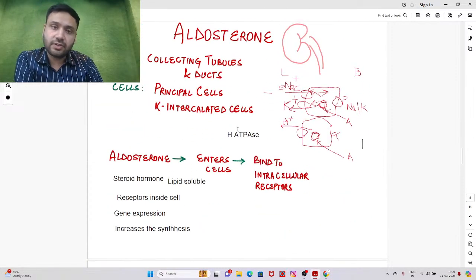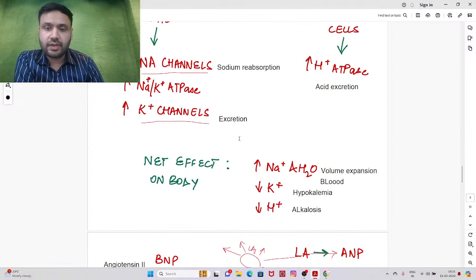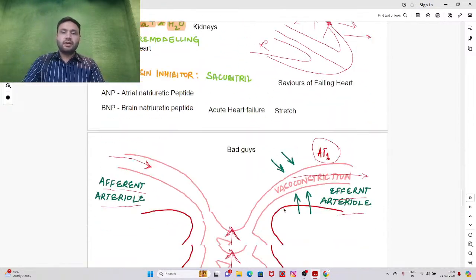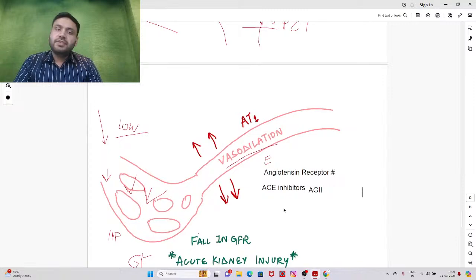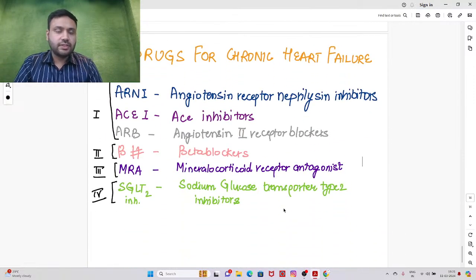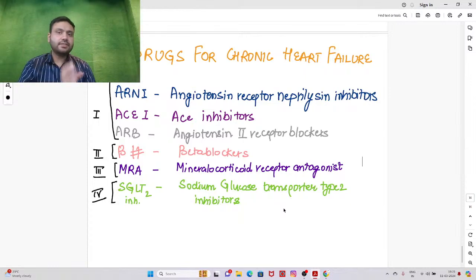And then aldosterone acted on collecting tubules and ducts via principal cells and alpha intercalated cells, which led to increased sodium and water absorption, potassium loss, and hydrogen loss, right? So we want all of these effects to be blocked, right? So we came up with 4 categories of drugs. What are these 4 categories?